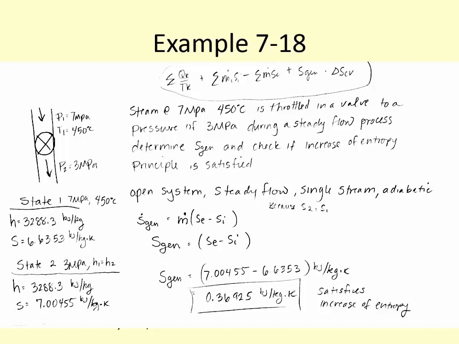Okay. Did we satisfy the increase of entropy principle? Yes, it's a positive value. Positive entropy generation means we're satisfying the increase of entropy principle. Okay, so our entropy is always increasing. You can never have a negative S gen. You could have a 0 S gen, but you can't have a negative.